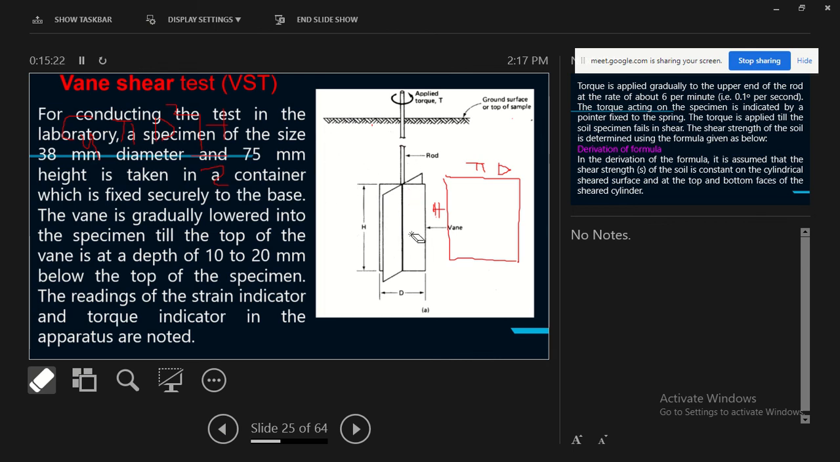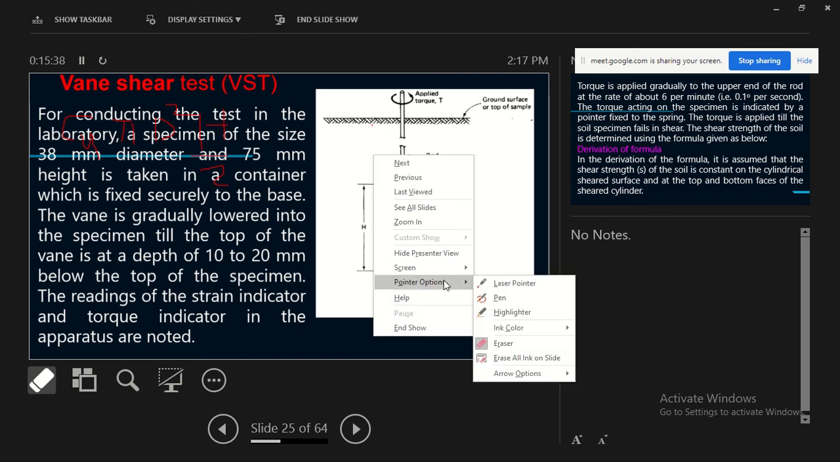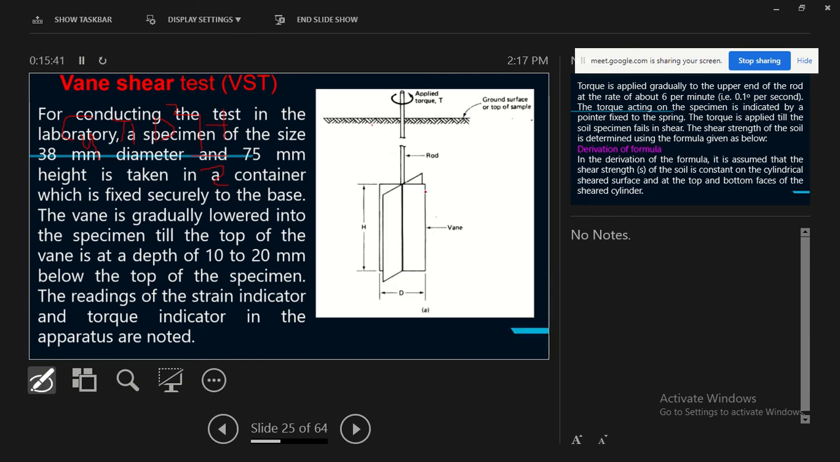So that's for the cylindrical part. For the top and the bottom, I need you to figure out. If we have a face like this, just imagine some random area there.